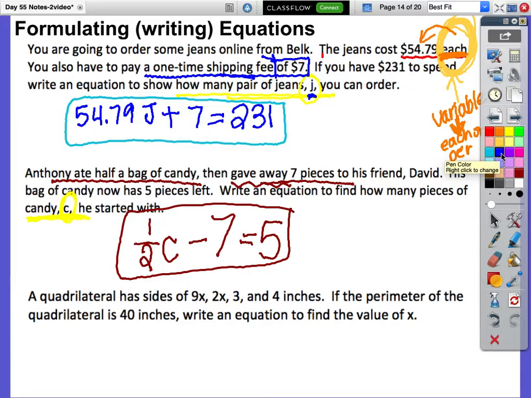All right, a quadrilateral has sides of 9x, 2x, 3, and 4 inches. Remember, anytime you ever see the word quad, that means 4. Just in life, that means 4. Quadrilateral, just quad means 4. Okay, if the perimeter of the quadrilateral is 40 inches, write an equation to find the value of x. Perimeter.